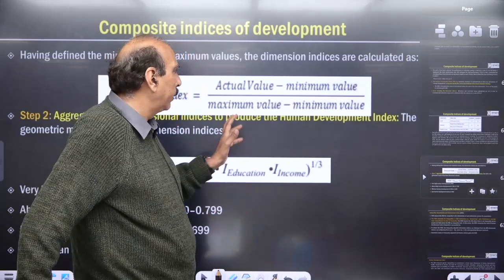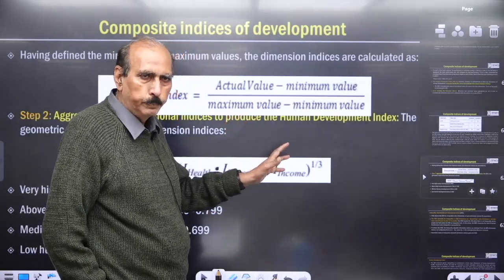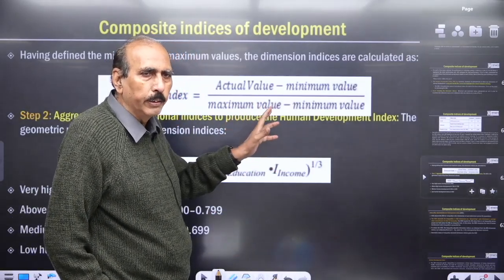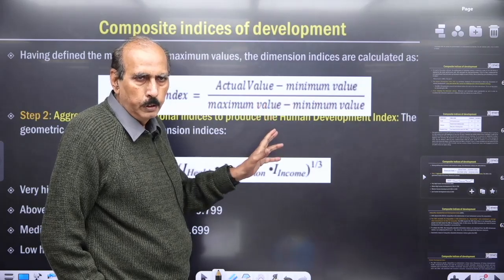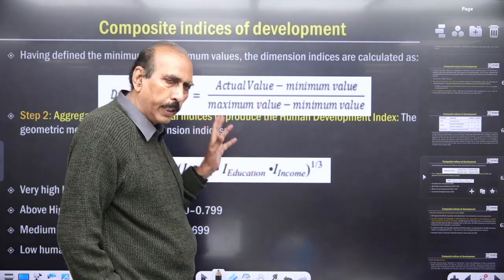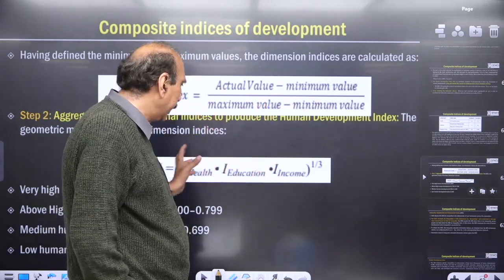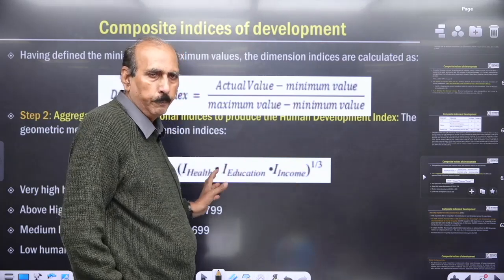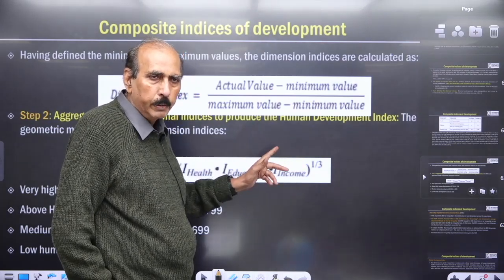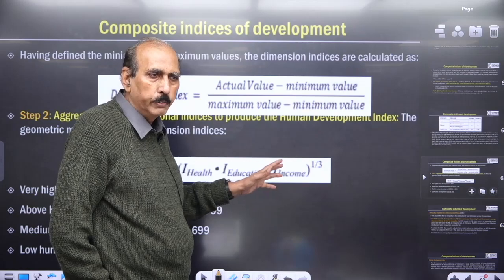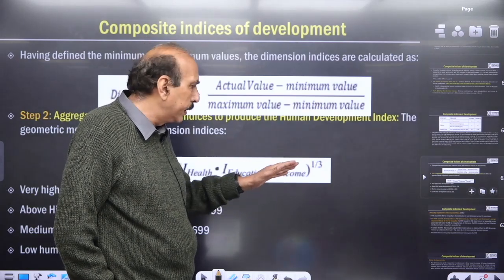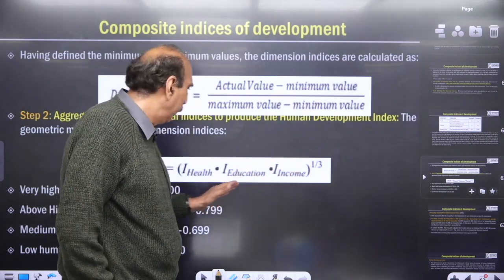Similarly, we calculate for health and education. So we have arrived at the 3 dimension indices, and once we have these 3, we take the geometric mean of the 3. The geometric mean of the 3 dimension indices will give you the HDI.